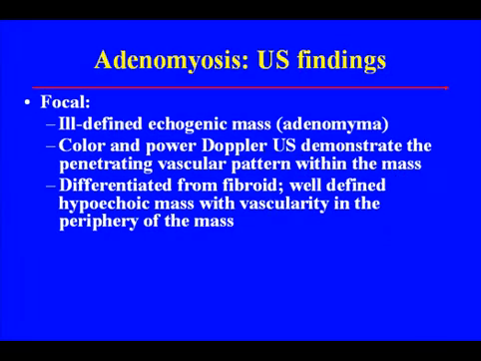The sonographic findings of the focal adenomyosis is an ill-defined echogenic mass or an adenomyoma. Color and power Doppler ultrasound demonstrate the penetrating vascular pattern within the mass, which helps to differentiate these from the fibroids. Fibroids are well-defined hyperechoic masses with vascularity in the periphery of the mass.